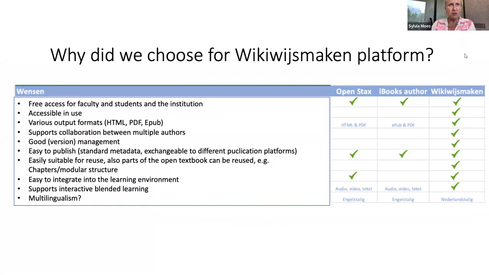For me, in 2017, I had to work in a project with authors to write an open textbook on toxicology together with 65 authors in Europe. So that was quite a challenge to start as my first project with open textbooks, but we succeeded in that. And we did look at OpenStax, iBooks Author at that moment, and Wikiwijs Maken. And most of the points you see here, the features were scored by Wikiwijs Maken.